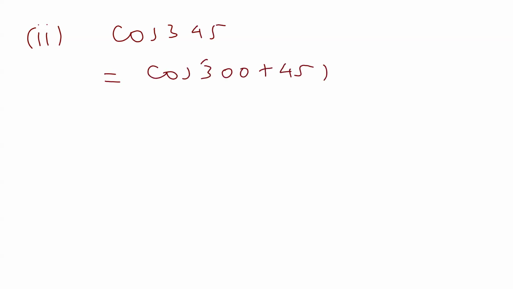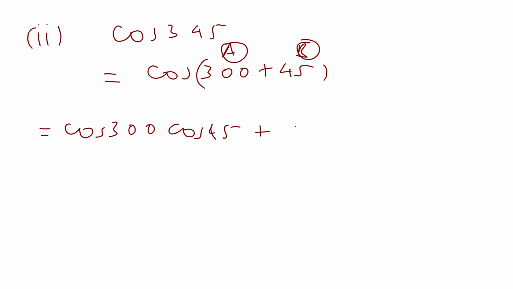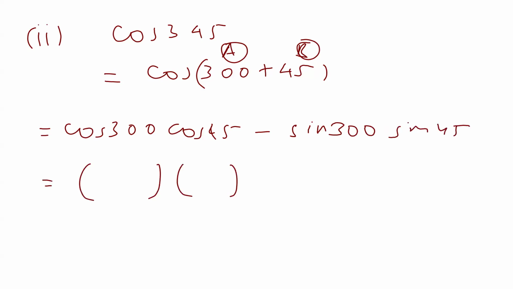Second sub question. Cos 345. 300 plus 45. That's given in the problem. So cos A plus B is cos A cos B minus sin A sin B. Put the respective values.